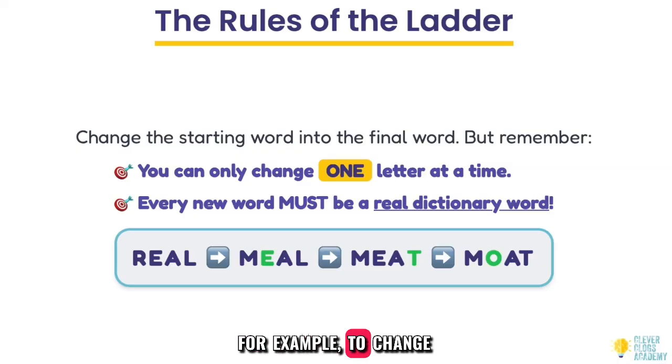For example, to change real into moat, we change the R to M for meal, the L to T for meat, and the E to O for moat. One letter at a time, and all real words.